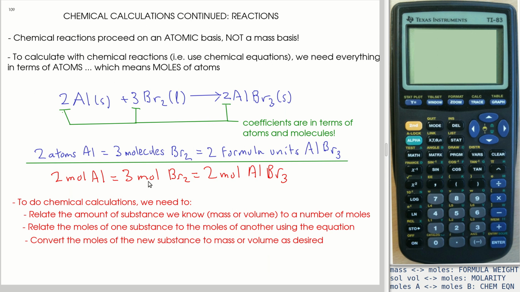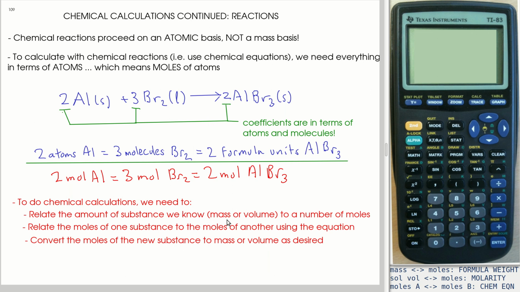We have 25 grams. But we learned pretty early on that to convert between mass and moles, the only thing you need is the formula weight. So the formula weight's easy enough to calculate for bromine. So generally, to solve a chemical problem like the one I've described, you're going to essentially do 3 things. You're going to relate the amount of substance that you know, in this case the bromine, to a number of moles.